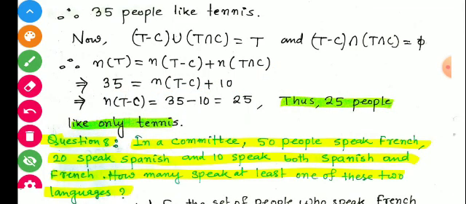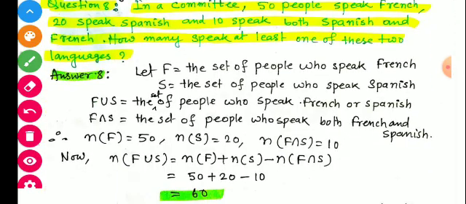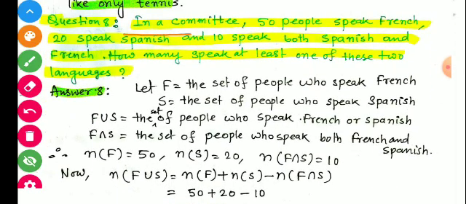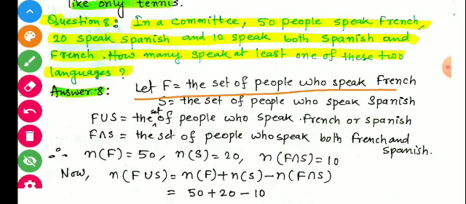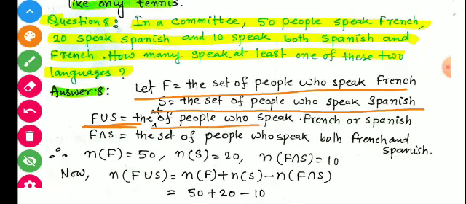Now go to question number 8. In a committee, 50 people speak French, 20 speak Spanish, and 10 speak both Spanish and French. How many speak at least one of these two languages? So F is the set of people who speak French, S is the set of people who speak Spanish, and F union S is the set of people who speak French or Spanish, so any of the languages.